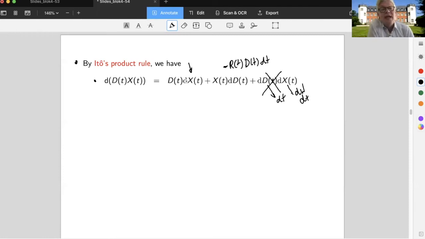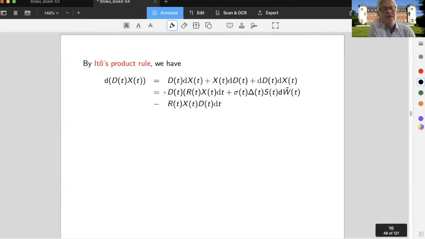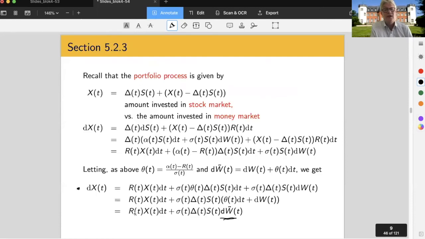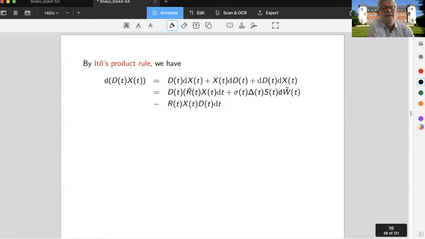So here we substitute dX, and here we substitute the change of the discount process. dX from the previous slide, so the discount is copied. Then we have from the previous slide, I just repeat it for your convenience, r_t X_t dt plus sigma_t delta_t S_t dW tilde_t. So we substitute that: r_t X_t dt plus sigma_t delta_t S_t dW_t. And here we substitute minus r_t D_t dt. And the X just remains. So it's minus r_t X_t D_t dt.